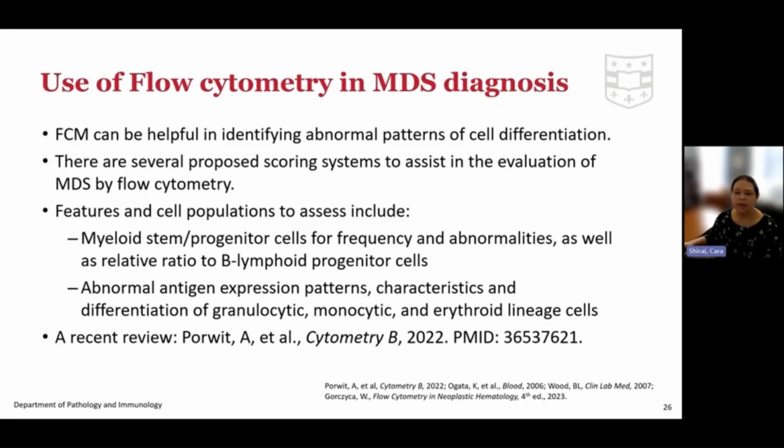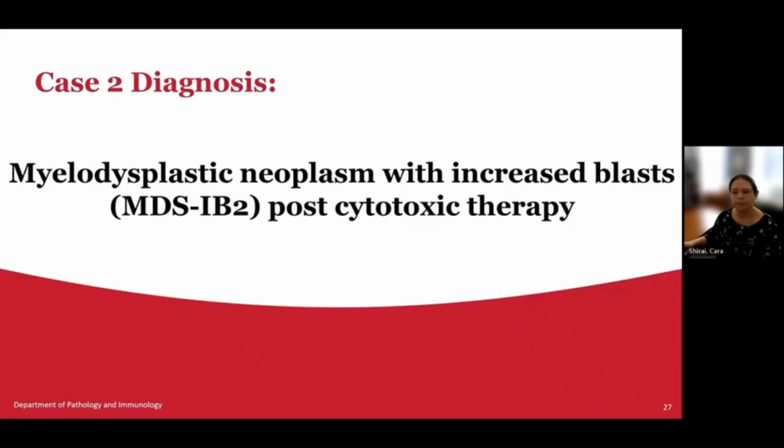For more on MDS flow cytometry, I recommend a very nice recent review article published in Cytometry B in 2022, shown here. The final diagnosis rendered for this patient presented in case 2 is myelodysplastic neoplasm with increased blasts, or MDS-IB2, post-cytotoxic therapy.